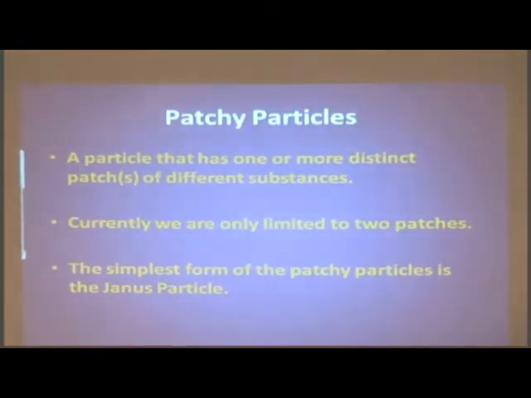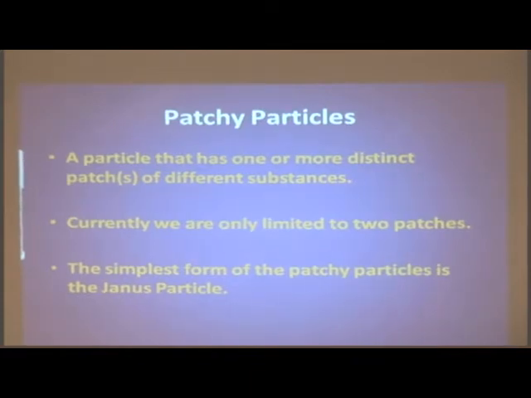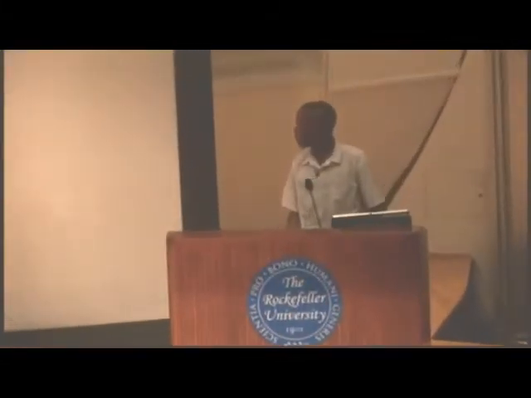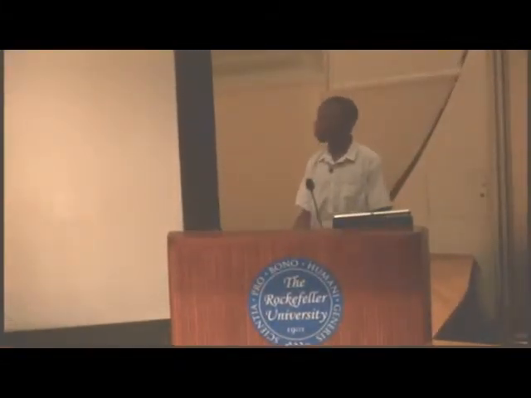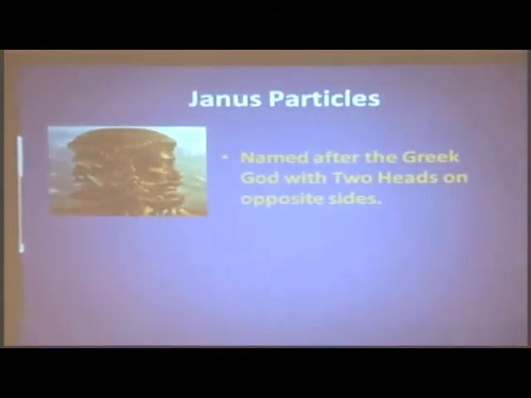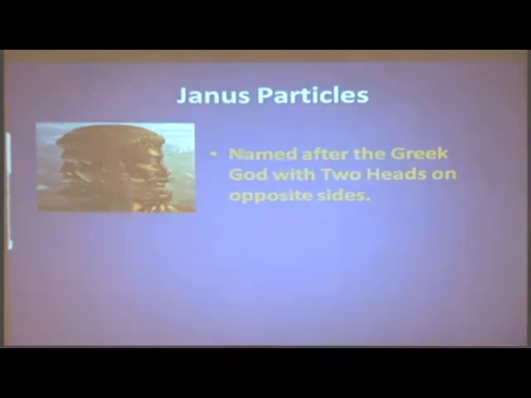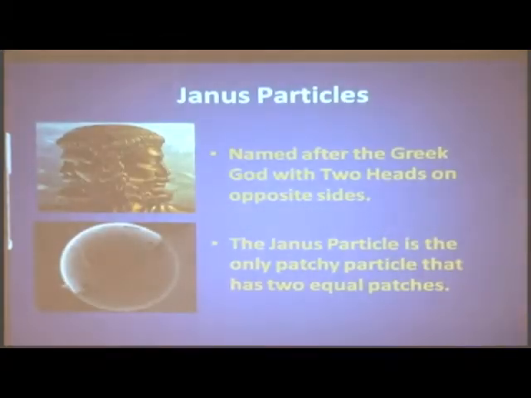The simplest form of patchy particles is a Janus particle. Now, what is a Janus particle? A Janus particle is named after the Greek god with two heads on opposite ends. Each head had a different personality, as well as the Janus particle. And the Janus particle is the only particle that has two equal patches, 50-50.